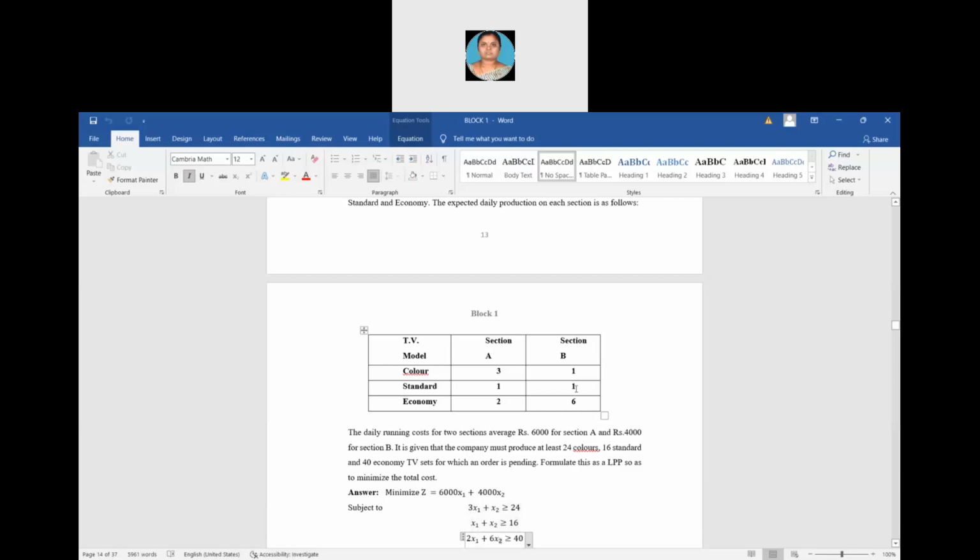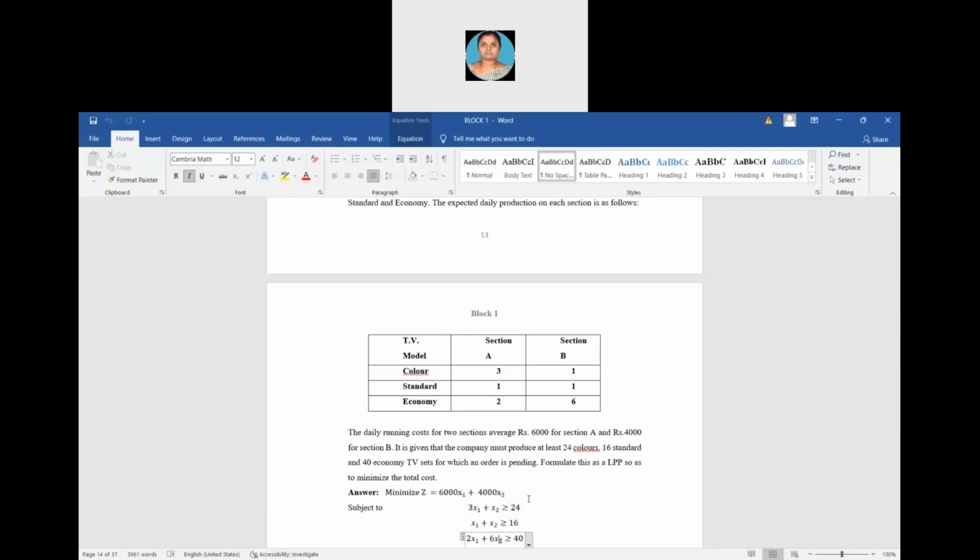Similarly, section B is the decision variable x2, so all these terms we can write in x2 itself. That is 1x2 plus 1x2 plus 6x2. Everything we can write like this, and the minimization, equal to 6,000 x1 plus 4,000 x2, is the objective function.